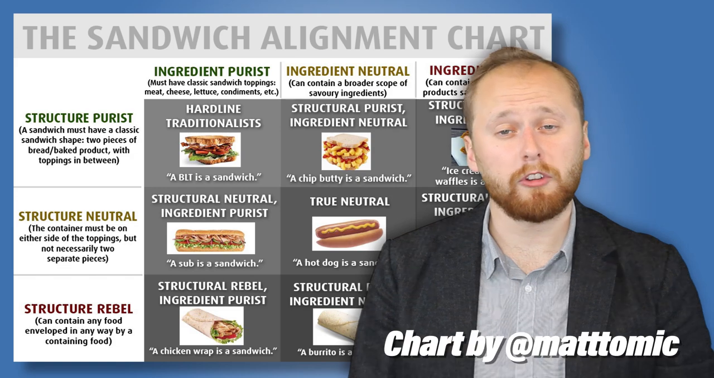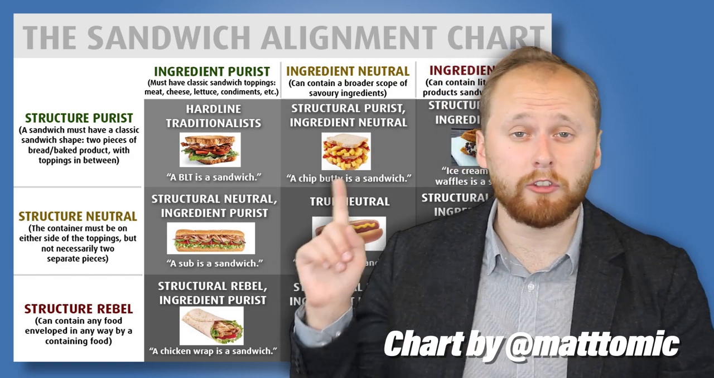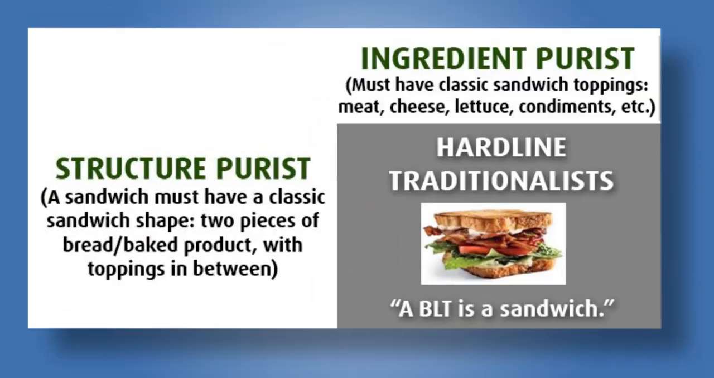I'm sure you have questions. A salad's not a sandwich, is it? Wrong. Of course it is. For our salad, we'll take a very easily quantifiable one, the McDonald's Chicken Caesar salad. We'll restrict ourselves to the most stringent square in this chart, ingredient and structural purism.